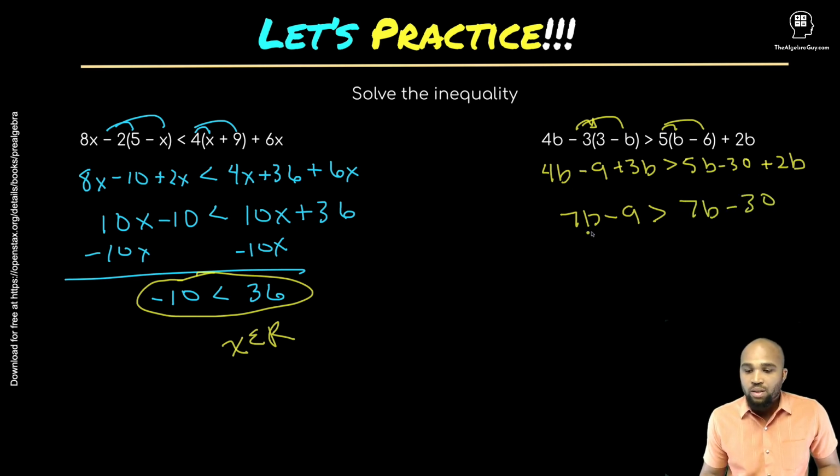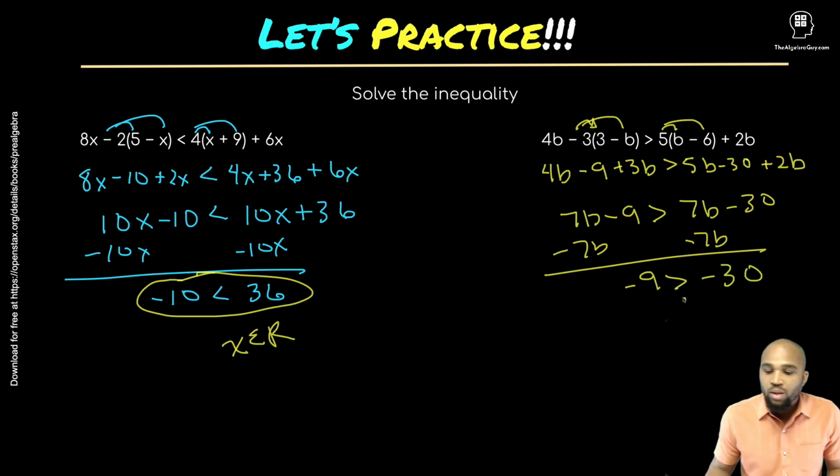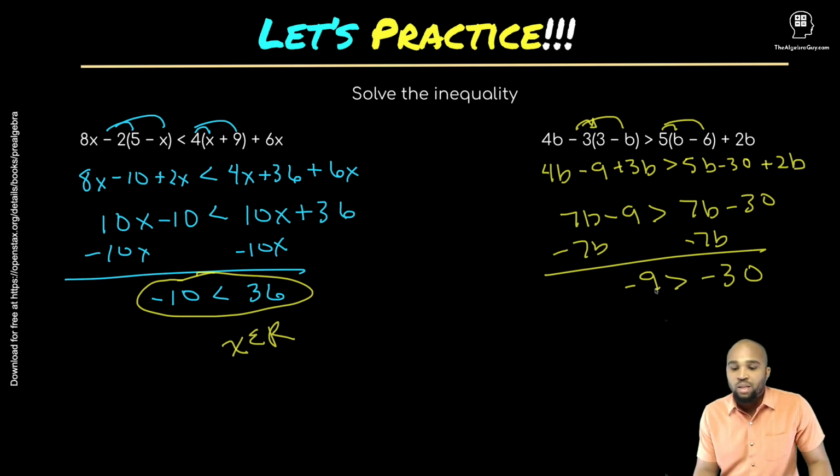So look, I have this again. I can see that these are going to cancel out. So let's go ahead and make that happen. So we're going to subtract 7b to get those on the same side. Now they're gone. Now we have negative 9 is greater than negative 30. So again, is this a true statement? Is negative 9 greater than negative 30?